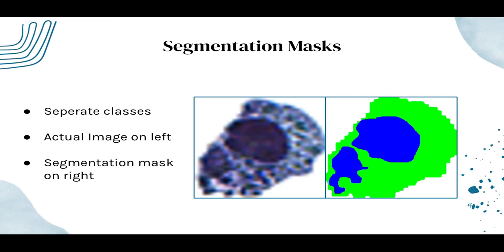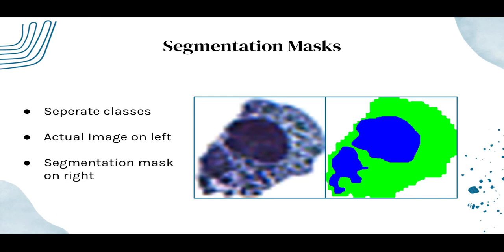And the way segmentation masks work is by creating a mask that has a different color for the different parts of the cell. So segmentation masks basically just separate different parts of the image. So for our cell from the urinary tract here, we have blue pixels representing the nucleus, green pixels representing the cytoplasm, and then white pixels that represent the rest of the background.